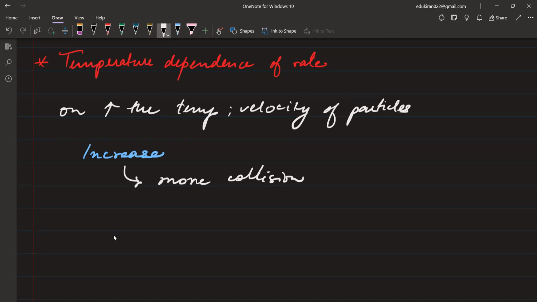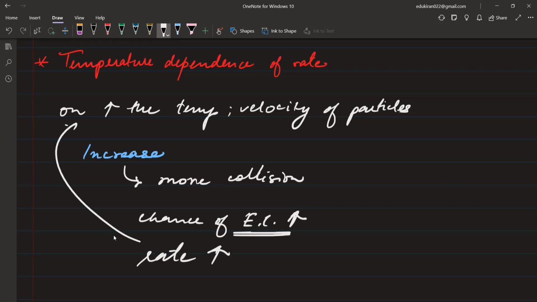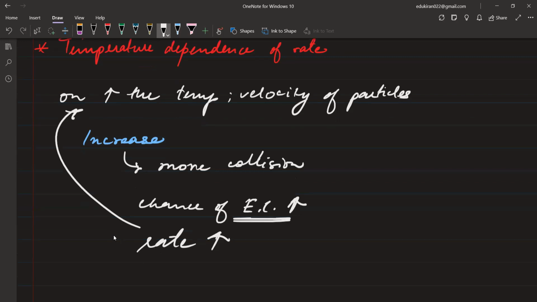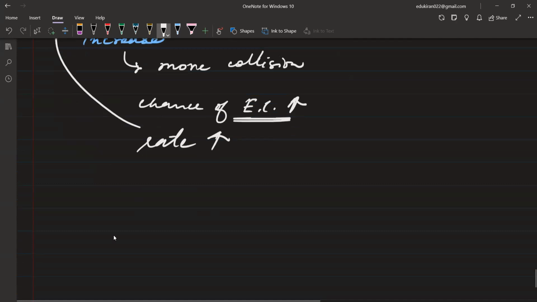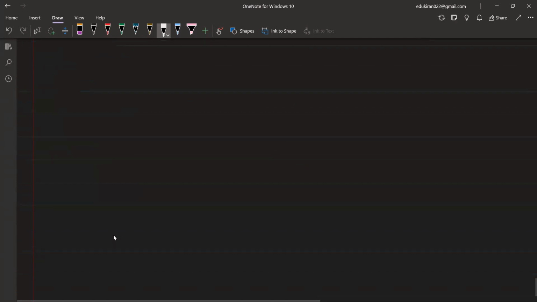Now, if more collisions are happening, the chances of effective collision increase. And if the chance of effective collision increases, that means the rate is also going to increase when I increase the temperature. All of you got this? Yes or no? Okay, and this is just a qualitative analysis of the temperature dependence. We are not dealing with numbers, we are just saying that.